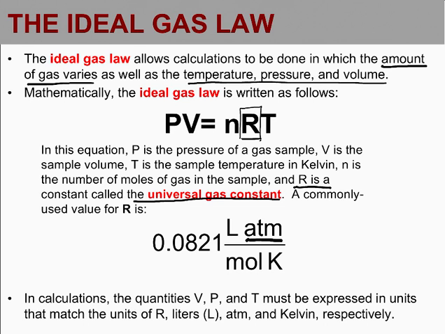Now, because we're using this particular value of R, we have to make sure that all of our other variables have the same units. So for instance, volume should always be in liters, pressure should be in atmospheres, N, the amount of gas, should be in moles, and temperature should always be in Kelvin, which we already stated previously. And that's because Kelvin is always positive.